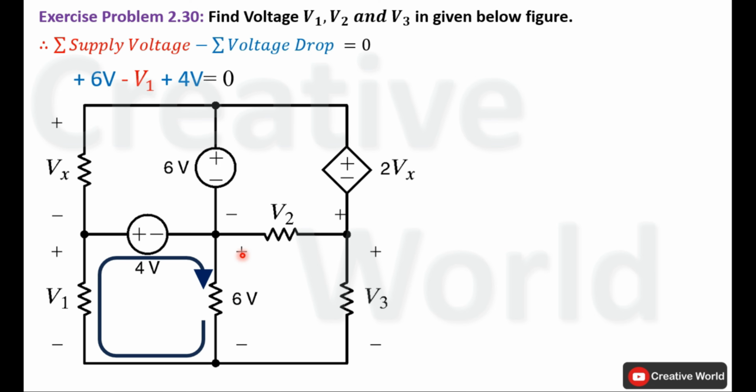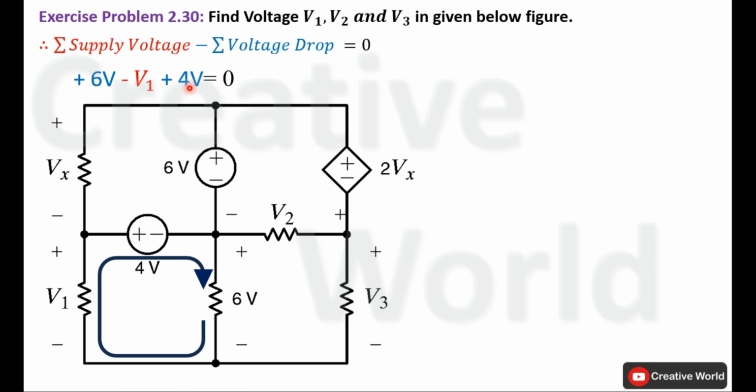Current entering terminal is positive, so voltage across this resistive element will be taken with positive sign, plus 6 volt. Move to next resistive element. Current entering terminal is negative, so voltage of this resistive element that is labeled as V1 will be taken with minus sign, minus V1. Move to the voltage source. Current entering terminal is positive, so voltage of this voltage source that is 4 volt will be taken with positive sign, plus 4 volt is equal to 0.